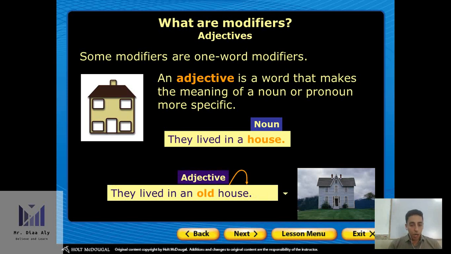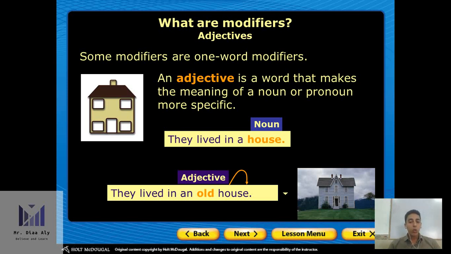So the modifier, as you can see, modifies what? It's a noun, right? What is a noun, by the way? Maybe you've forgotten. Yes, an adjective describes a noun. And a noun is like the name of a person, the name of a place, an idea. Yes, so as you can see, which house? Old house.